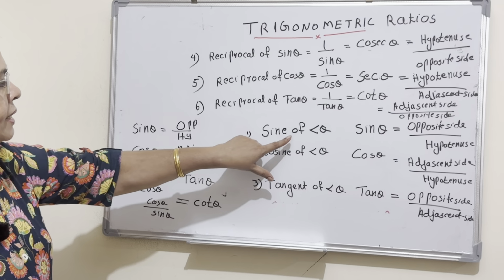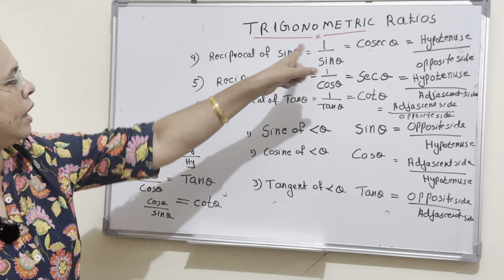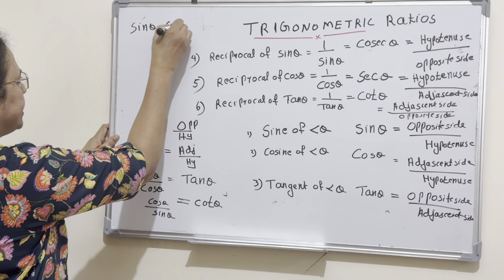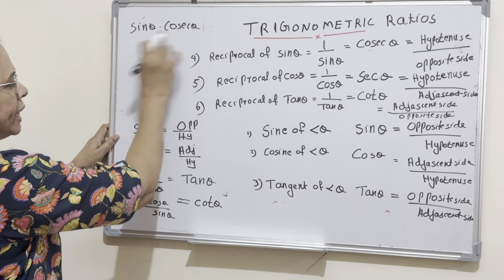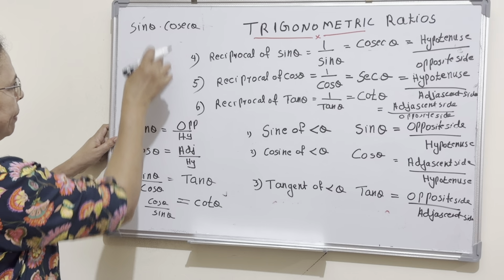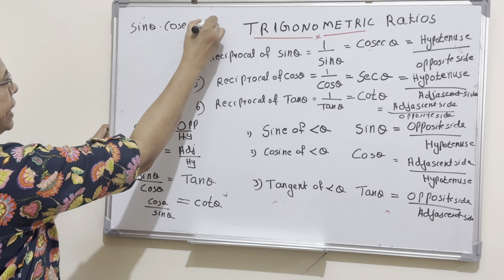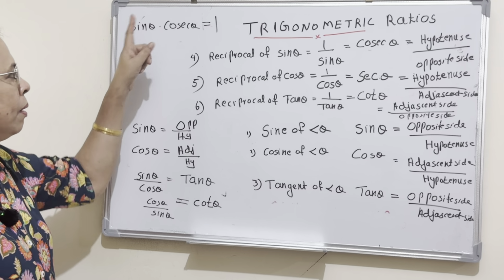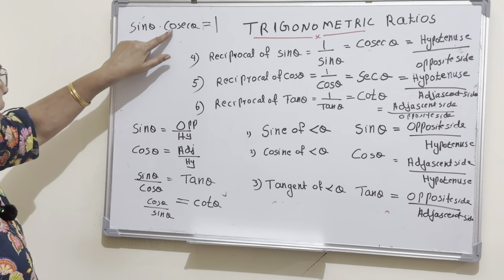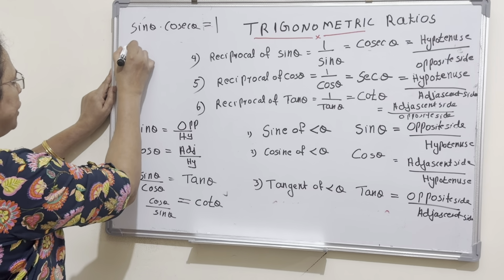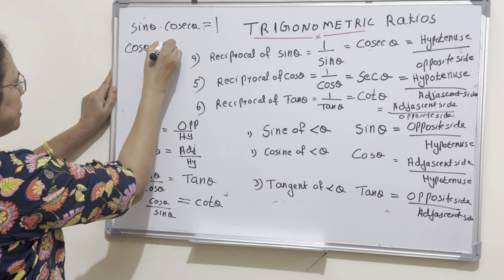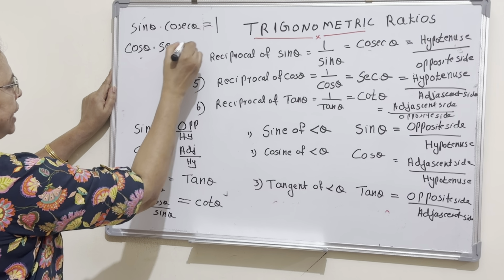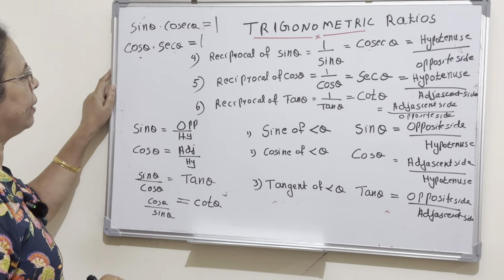So if I consider sin theta, what is its reciprocal? Cosec theta. If I multiply sin theta into cosec theta, they are mutually reciprocal to each other. Cosec theta means 1 by sin theta, so sin theta cancels and the answer is 1. What should be the reciprocal of cos theta? Sec theta. When I multiply cos theta into sec theta, again the answer comes 1.